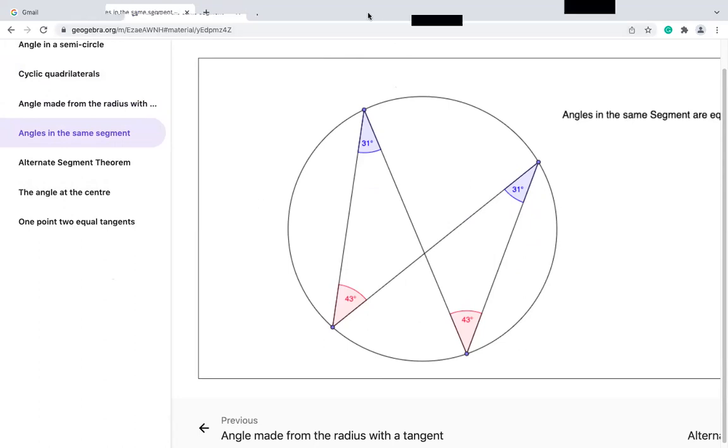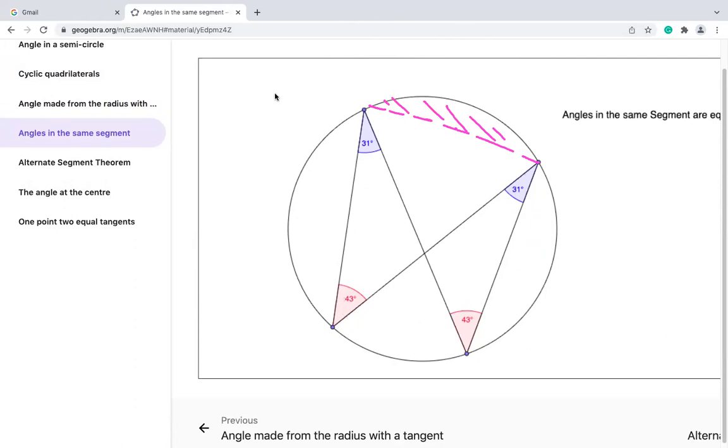Firstly, before we do this, you have to understand what a segment is. If I join any two points on the circle, it creates two segments. One is a minor segment, that is this one, and one is a major segment, that is the other one, which is this side. Whenever two angles are on the same segment, the measurement of those angles is going to be the same.